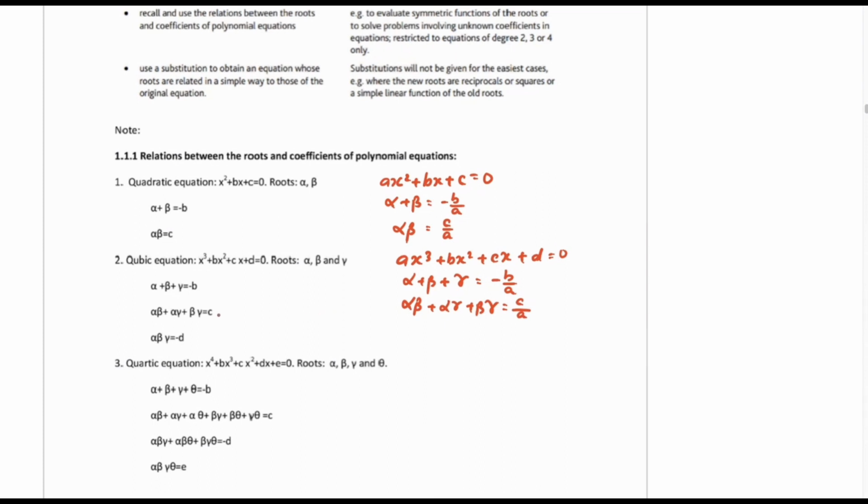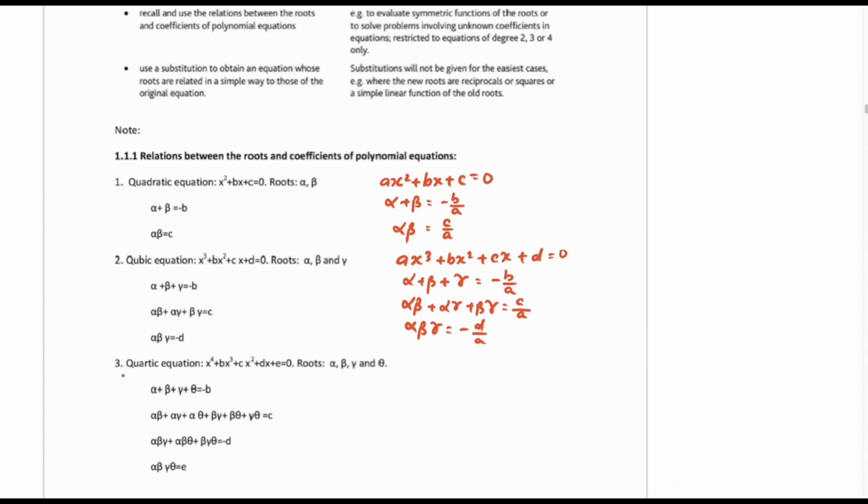c over a. Yeah. And finally, we have this situation. We take three roots, all of them, multiply, then you will get negative d. So in a more general situation, alpha beta gamma is equal to negative d over a. So there is a certain trend here, actually. You can see they are like changing in sign, minus, plus, minus. Changing in sign is the other thing. Likewise here also, minus, plus.